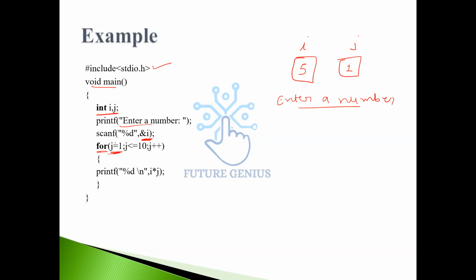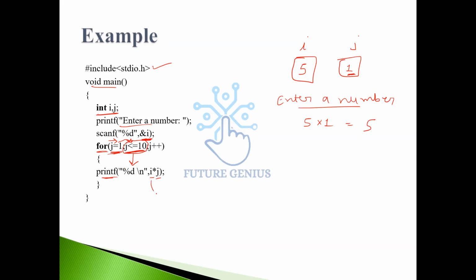This statement is saying that j is equal to 1. Okay, I'm satisfied with this. After that, is j less than or equal to 10? Yes, definitely, because the value of j is 1. If this condition is satisfied, then you have to enter the for loop. This statement will be checked later. Now it will print the value i into j. The value of i is 5 and the value of j is 1, so it will print 5 here.